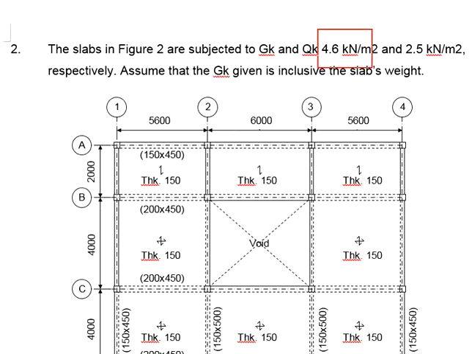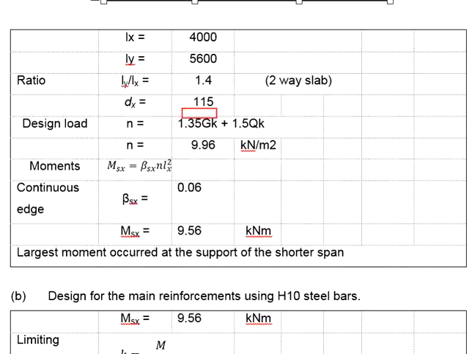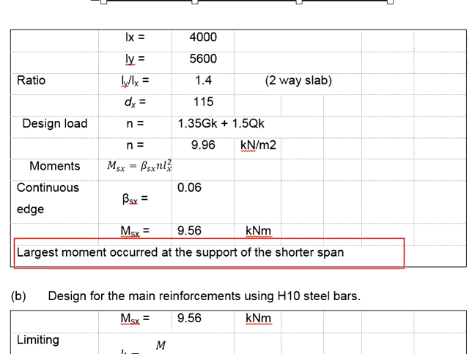Now get your design load. Given Gk is 4.6 and Qk is 2.5, substitute into the equation, and you get your design load of 9.96 kilonewton per meter square. Now you have the coefficient, you have the design load, and you have the shorter span. Substitute the values, and you get your design moment of 9.56 kilonewton meter, and you know that the largest moment occurred at the support of the shorter span.